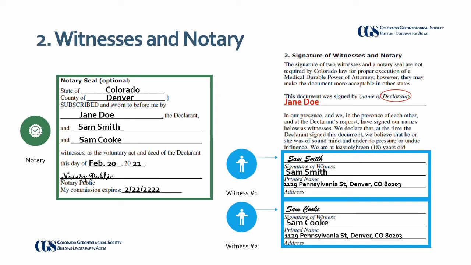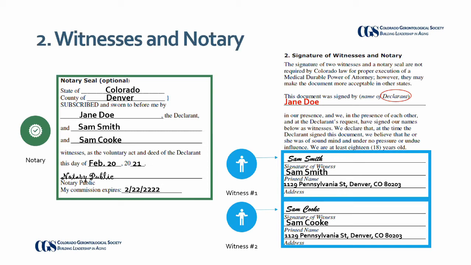So once again, it's the full address, the name, the unit number, the street, the city, the state, and the zip code. And we have witness number one as Sam Smith, and then we have witness number two as Sam Cook. We have Sam's signature, we have Sam's printed name and full address. And lastly, and you'll see in this green color, that is what the notary completes. So the notary is responsible for completing this form, so you do not have to complete that part.